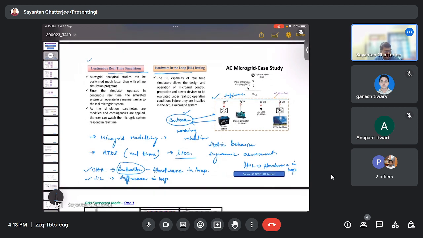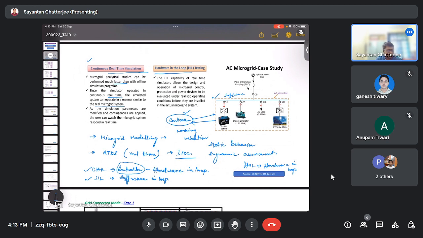That is the thing that I have discussed. Here, these analytical studies can be performed faster, and offline simulation programs can be run. Also, on a real-time basis, the real-time simulator can operate in a similar manner to the real microgrid system.